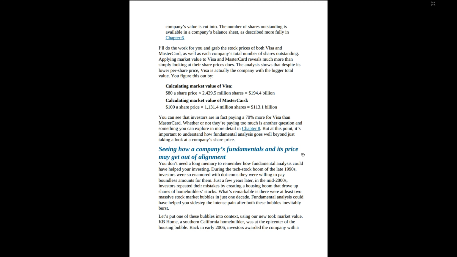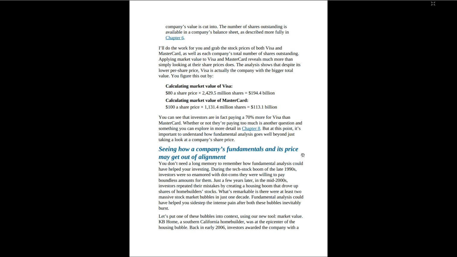I'll do the work for you and grab the stock prices of both Visa and MasterCard, as well as each company's total number of shares outstanding. Applying market value to Visa and MasterCard reveals much more than simply looking at their share price does. The analysis shows that despite its lower per share price, Visa is actually the company with the bigger total value. You can see that investors are in fact paying 70% more for Visa than for MasterCard.